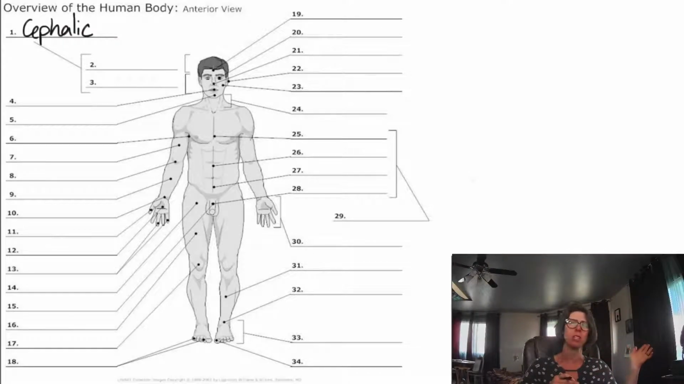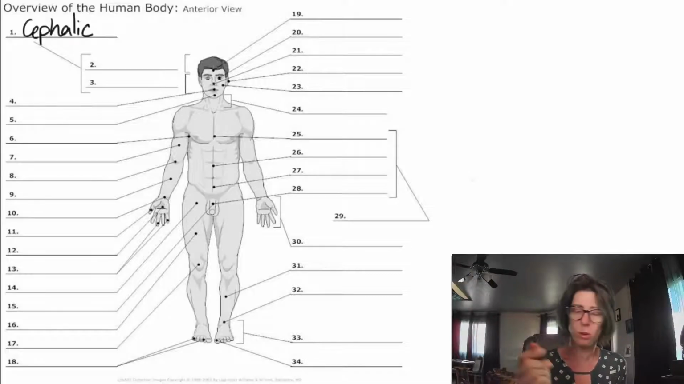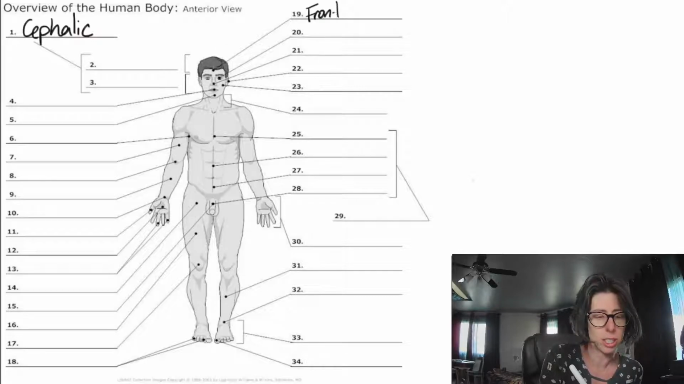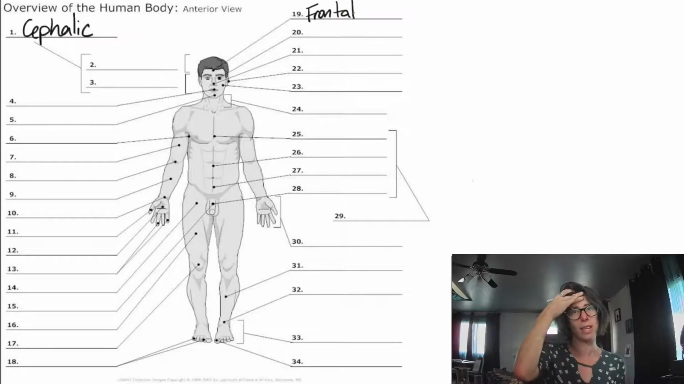And by the way, I don't need you to know all of that detail. I'm just giving you stories to go behind the terms because I think it helps them stick a little bit better if you have a story that goes with it. So cephalic is head. Let's see, frontal region is next. Your frontal region is your forehead.